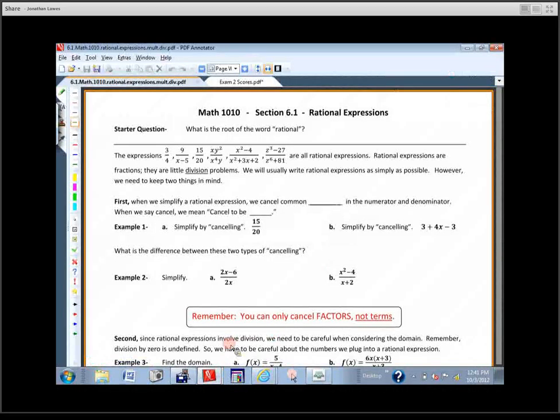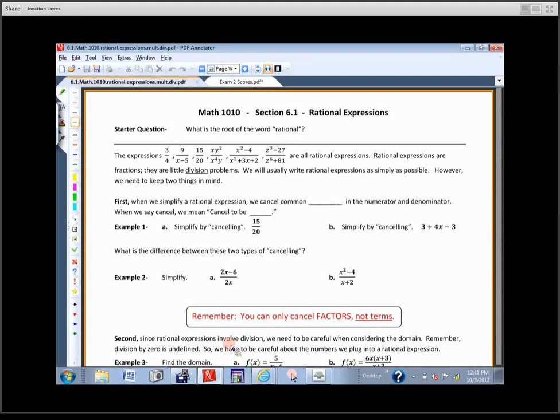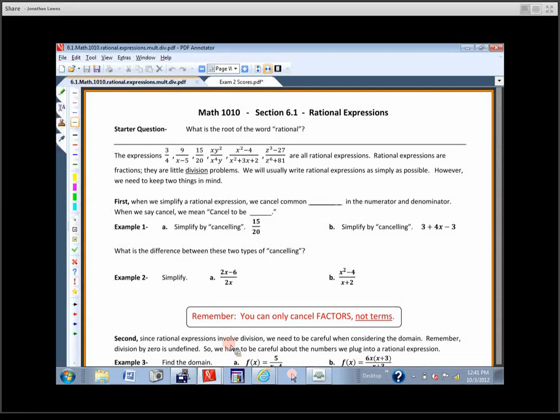So, what is the root word of the word rational? Ration. Close. Right idea. The root word is ratio or rate. Okay, a rate is a ratio. So all of these expressions right here are all rational expressions. Every one of those is a rational expression.